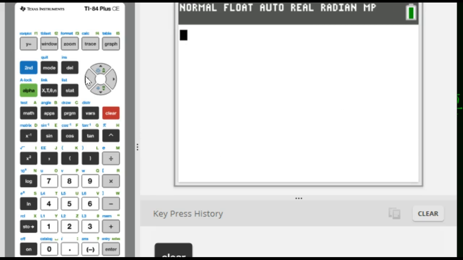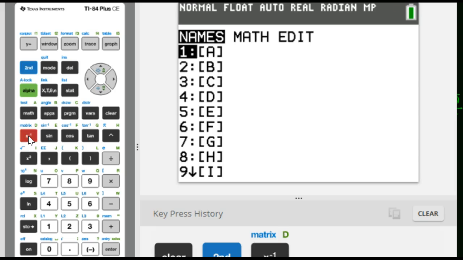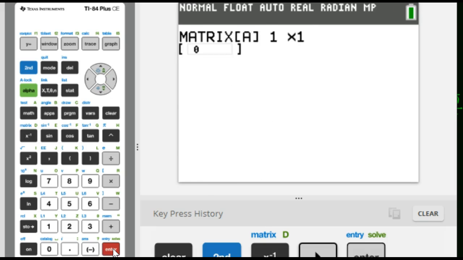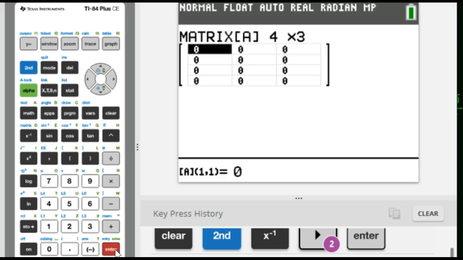And I'm going to get a matrix. I want to go second, and then I go down to the X inverse button, the second of that, which is matrices. I'm going to put my data in matrix 1, or matrix A. So I'm going to go over to edit matrix A. And I said earlier that this is a 4 by 3. It has 4 rows and 3 columns. So you see how it just made that matrix for me. And I'll put the data from the problem in there.